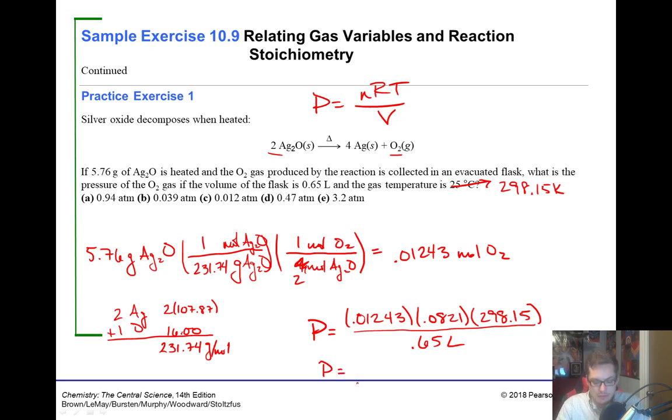All right, so we take our 0.01243 times 0.0821. I'm struggling with my calculator. Times 298.15 divided by 0.65. I got 0.468. How many sig figs do we want? We want 2 sig figs because of that volume. Okay, so it would be 0.47, and it would be in atmospheres because that's the R value we used. 0.47 atmospheres. So that's our answer right there.